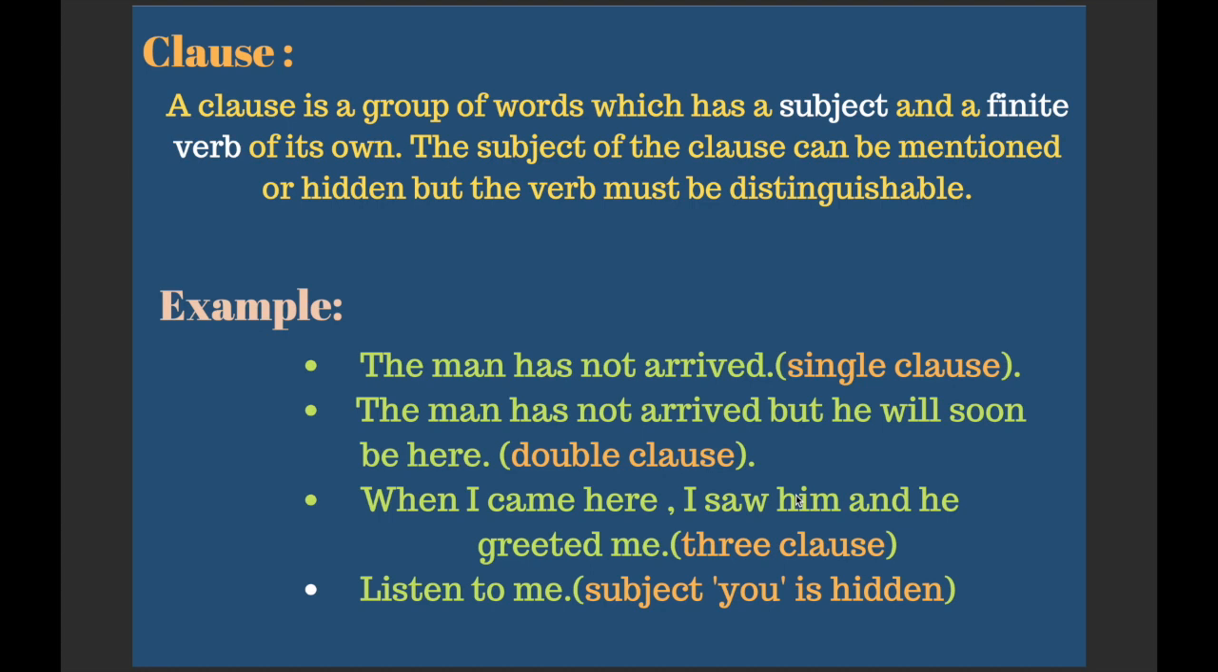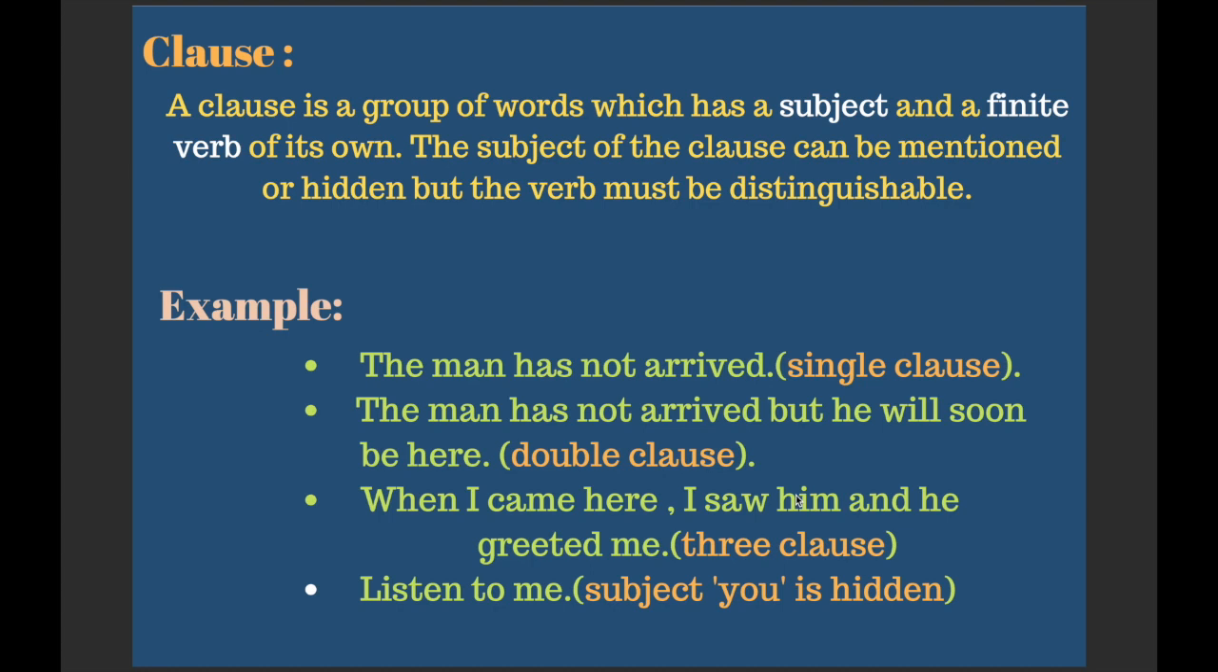Now, you know what is a finite verb? A verb which is controlled by the subject or the number of persons, or it is controlled by the tense, is a finite verb. Now, sometimes the subject of the clause can be mentioned or hidden, but the verb must be distinguishable. That is, in many sentences, the subject may be hidden. That is, in the imperative sentences, where we are not forced to write the subject. That is, subject is hidden, but the verb must be clearly identified. The examples will make it more clear to you.